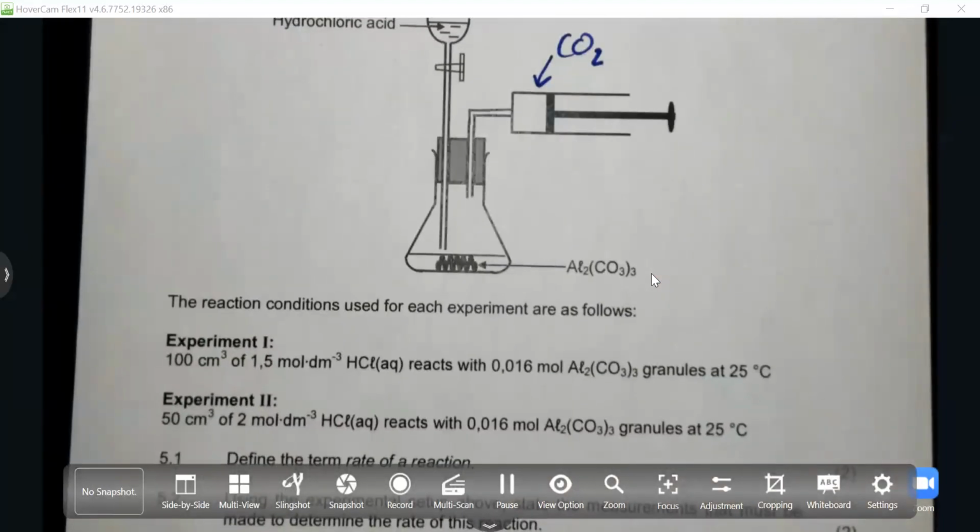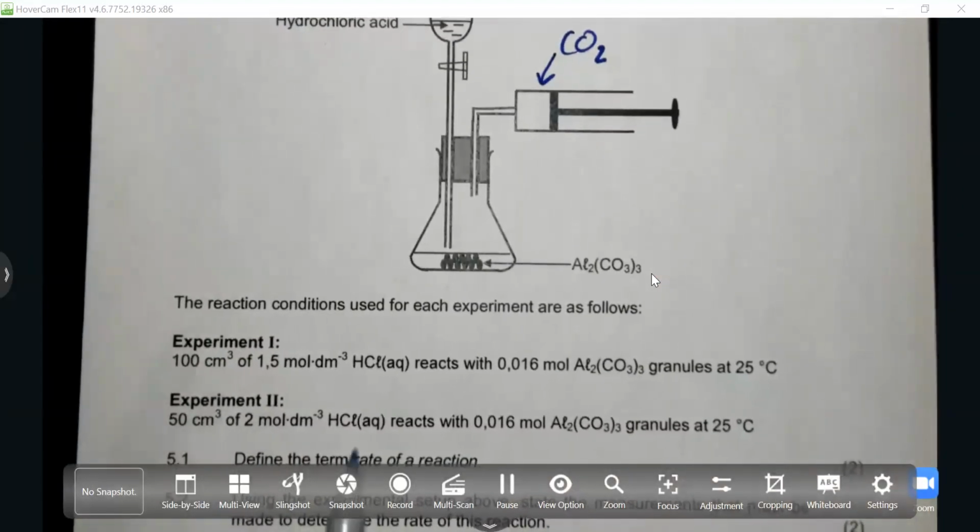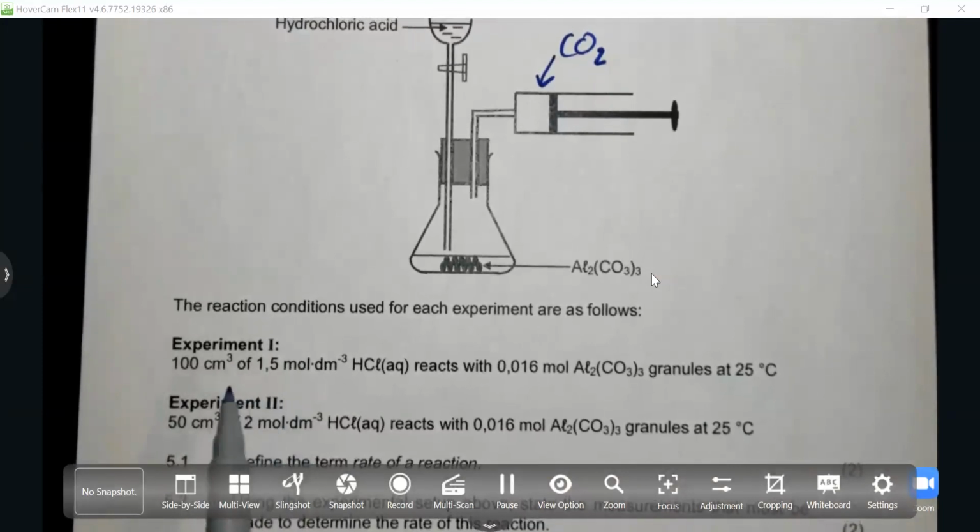All right. So remember, there's two types of experiments. In experiment one, I use 100 mL of 1.5 molar HCl, which reacts with 0.016 molar aluminium carbonate at 25 degrees Celsius. And in the second experiment, I now have less HCl, 50 mL, but a higher concentration, which is 2 molar, reacting with the same amount of aluminium carbonate and at the same temperature.